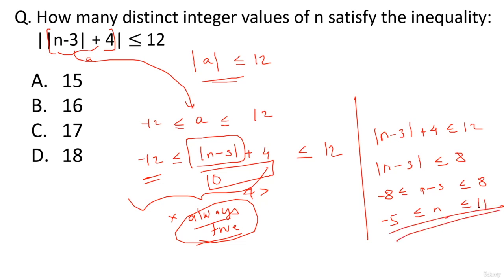I have told you before also, if there are a to b consecutive integers, how do we know how many integers there are? b minus a plus 1. So 11 minus minus 5 will be 16 plus 1. Your answer is option C, 17. Right? It's not that difficult. Once you understand the concept behind this, it becomes really very, very easy.